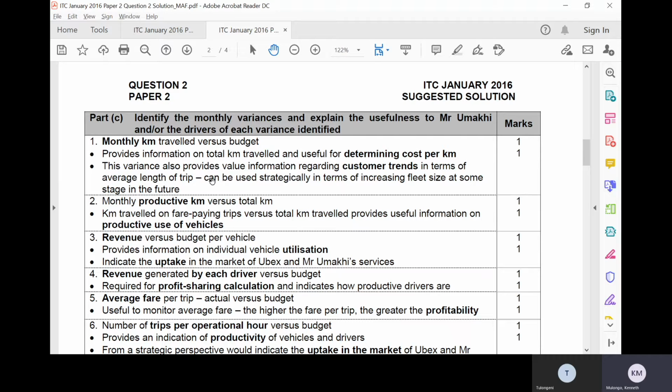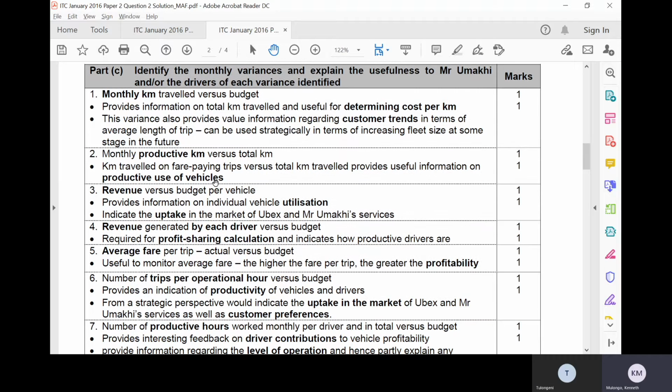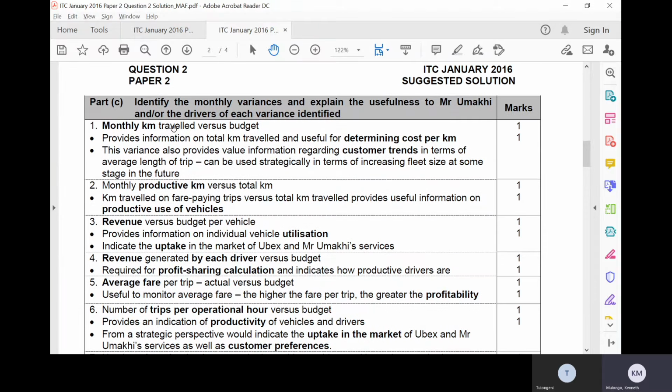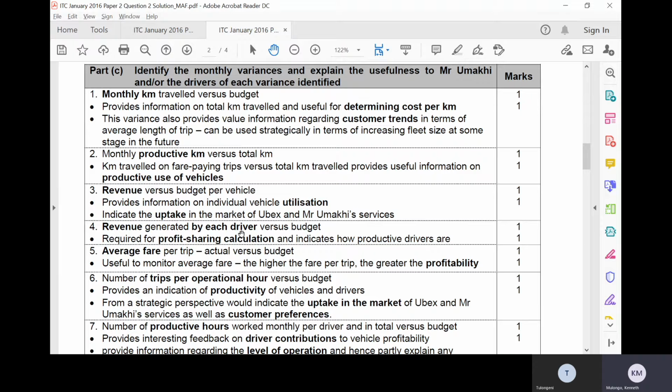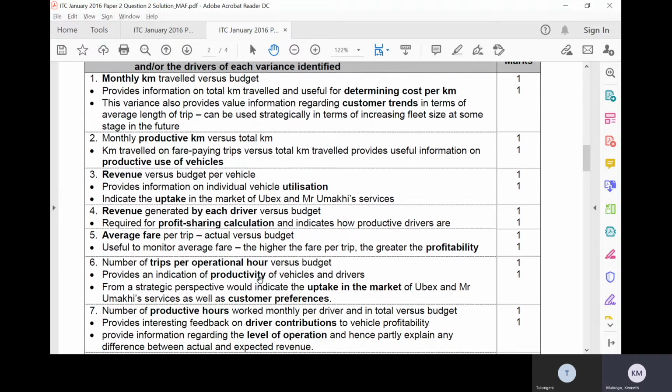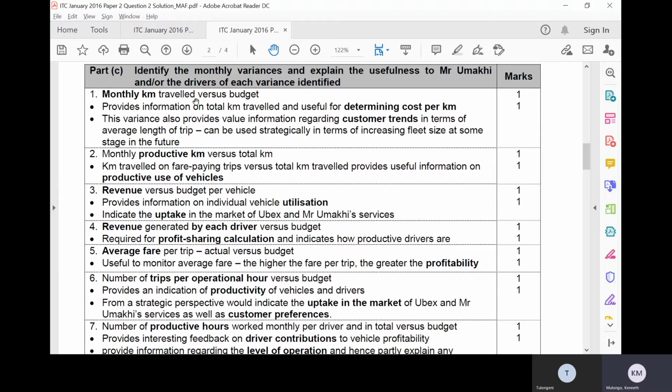So if you start off right at the beginning, if you look at the first one: monthly kilometers traveled versus budget, monthly productive kilometers versus total kilometers, revenue versus budget per vehicle, revenue generated by each driver, average fare per trip, number of trips per operational hour. If you just start there, anything that you operate with, you want to compare.